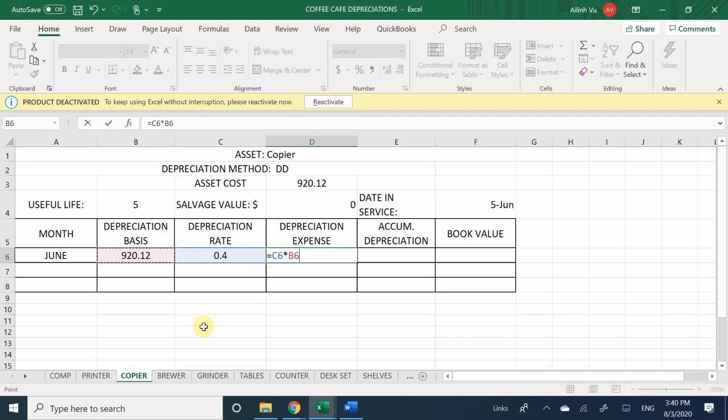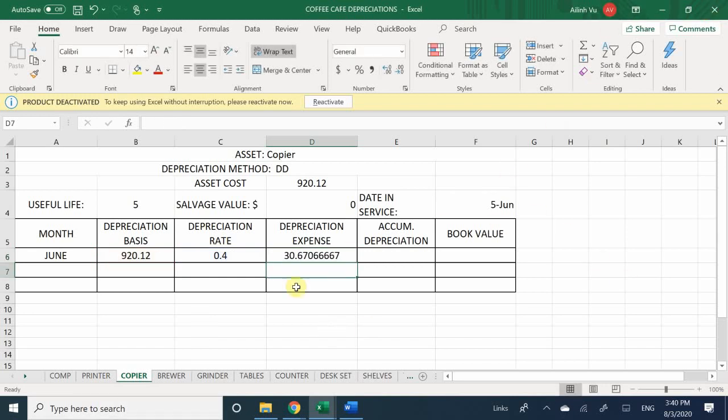So let's solve for depreciation expense. We got 920 times 0.04, and it comes out to $30.67. Okay, and you already divided by 12? Yes. Okay, perfect. $30.67 is correct. Let me fix that. Okay, good. $30.67.